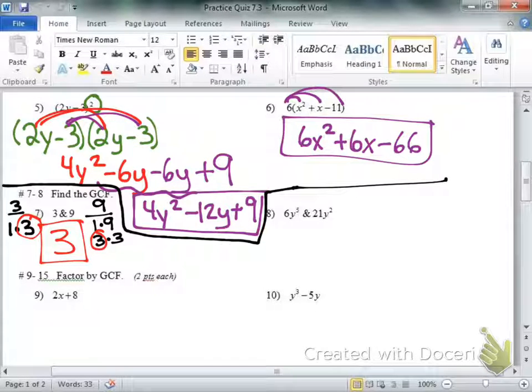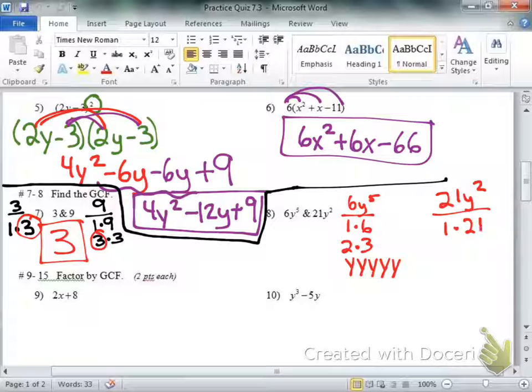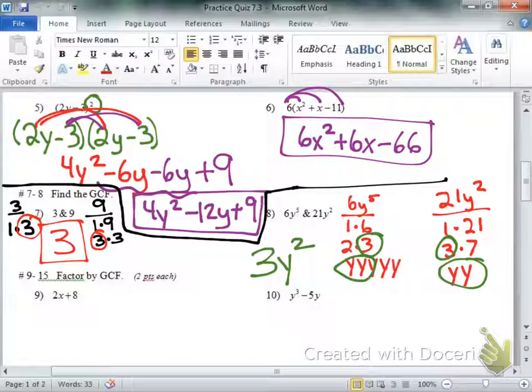Alright, number 8, we have 6y to the 5th. So if you look at your list for 6, we have 1 and 6, 2 and 3, and then there are 5 y's. 21y squared, we have 1 and 21, 3 and 7, y and y. What's the greatest common factor as far as the numbers? 3. And the y's? 2 of them. Yep. So my GCF is going to be 3y squared. Questions?